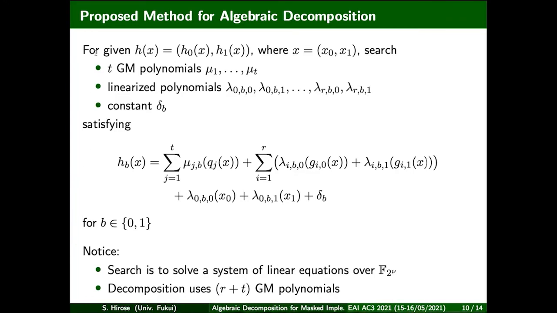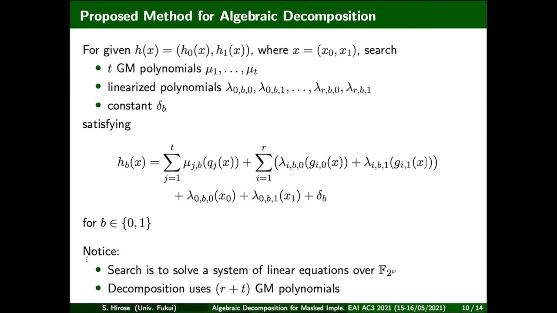And this shows the second step, a search step. For a given function h, it is also a tuple of functions h0 and h1 with domain and range GF(2^(n/2)). For this polynomial search, we find GM polynomials mu1 to mu-t, linearized polynomials, and a constant delta b satisfying this equation. Here the qj's and gi's are functions generated in the previous step, this is a GM polynomial, this is a linearized polynomial, and this is a constant.